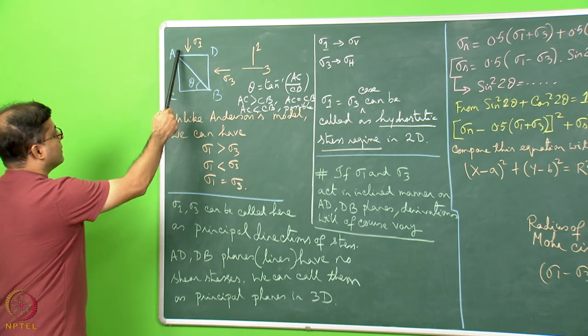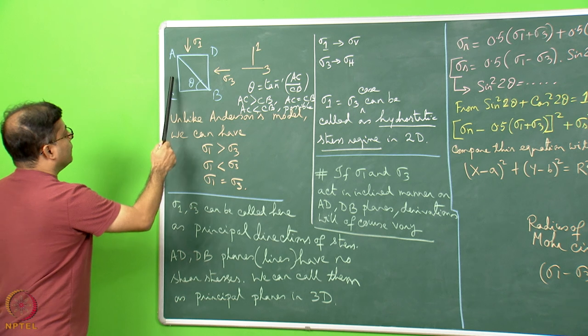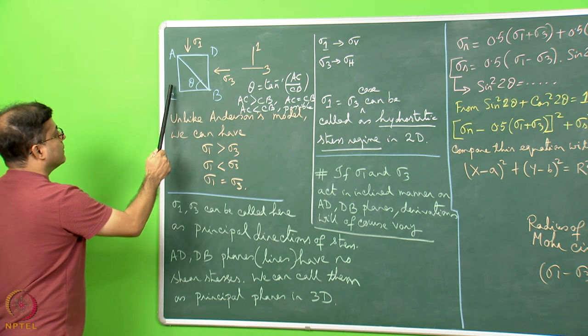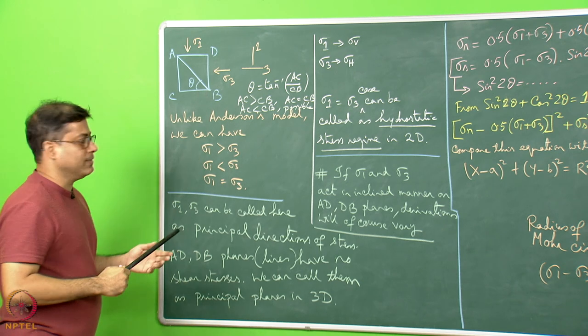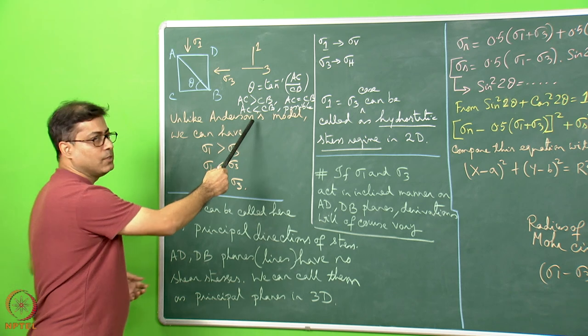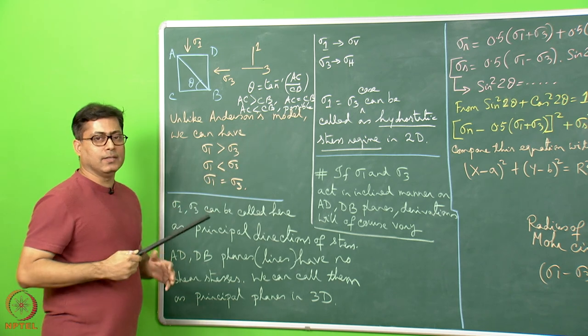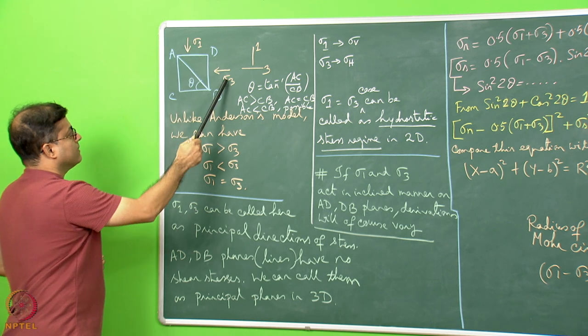Now there is no restriction in our initial condition that AC should be equal to CB, whether AC should be more than CB, whether AC is less than CB. Everything is possible in the generalized case. And unlike Anderson's model, which we will show in some other video regarding the fault mechanism, we do not have any restriction on sigma 1 and sigma 3.